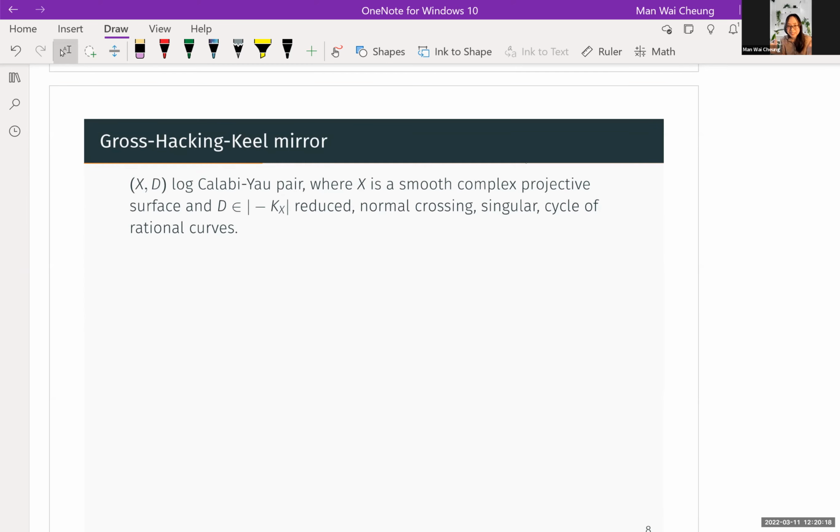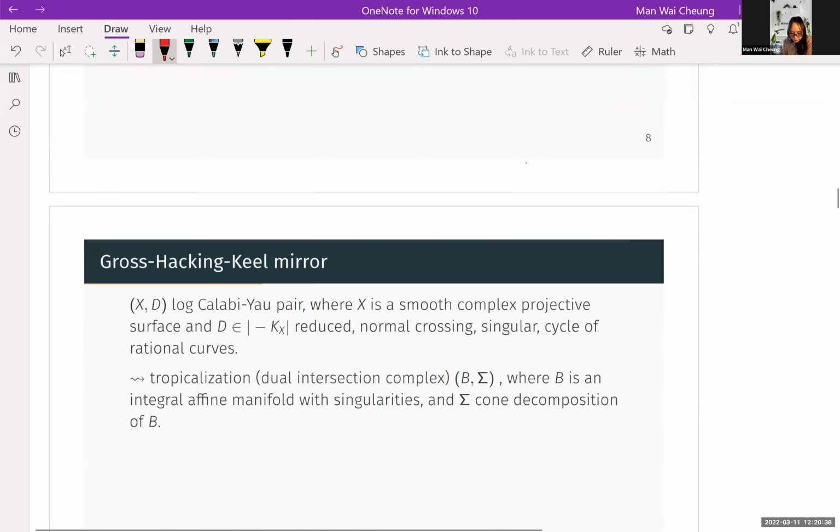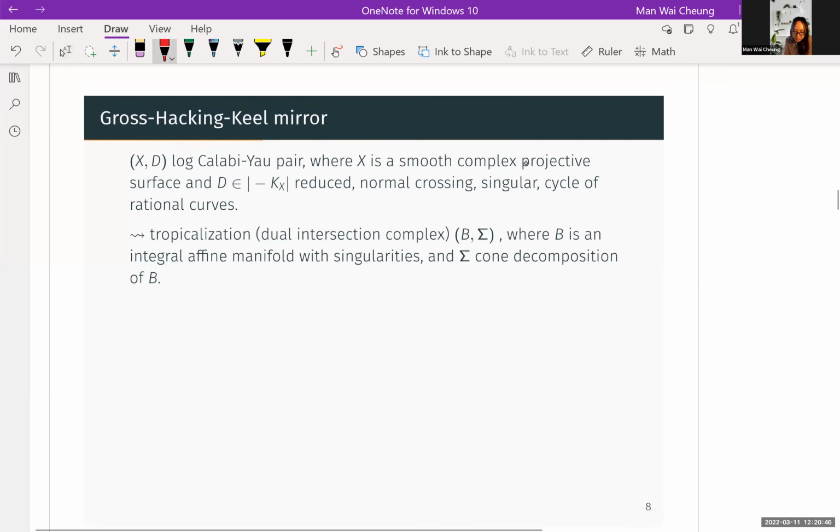The part we did before is the entire algebra, cluster theory. Why do we care today? So here we go. We have the Gross-Hacking-Keel mirror for log Calabi-Yau surfaces, where we start with the log Calabi-Yau surface and an anti-canonical divisor with all the good properties, and then we look at the tropicalization of this pair, which is an integral affine manifold with singularity and a cone decomposition of this affine manifold. And what do I mean by this tropicalization?